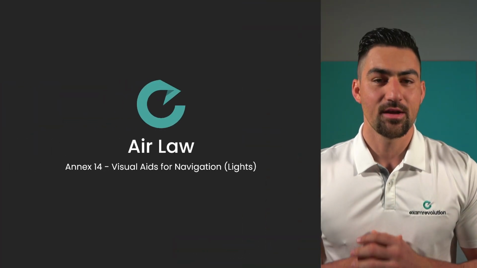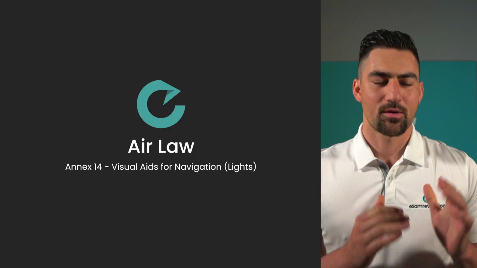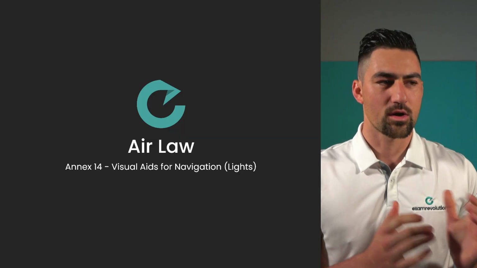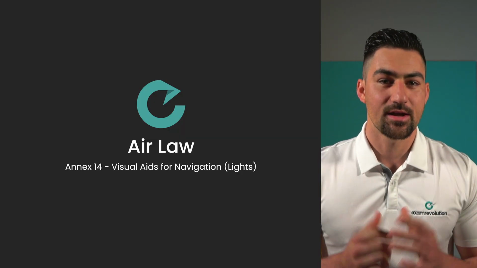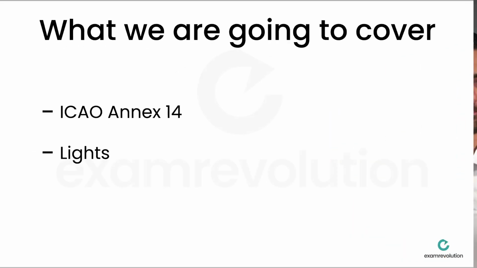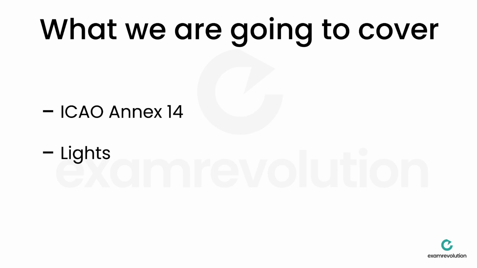In this Airlaw video we're going to look at Annex 14, Visual Aids for Navigation, but specifically the different lights that you get and what ICAO Annex 14 says about the different lights that we find at and in and around the aerodrome. So what we're going to cover, we're going to work from ICAO Annex 14 again, and we will look at lights.